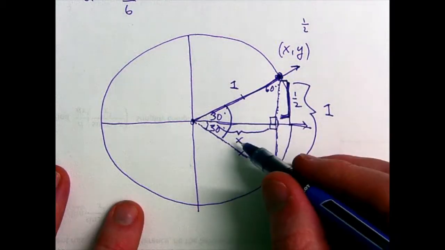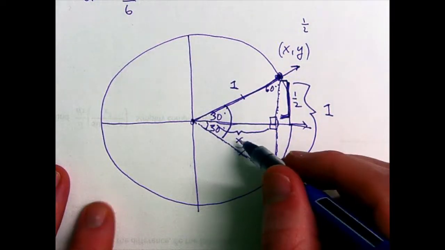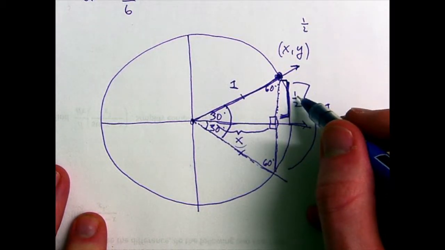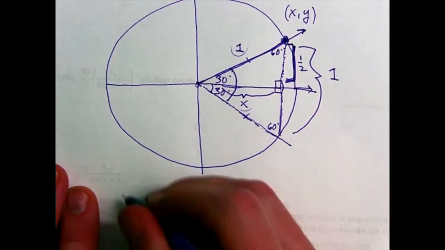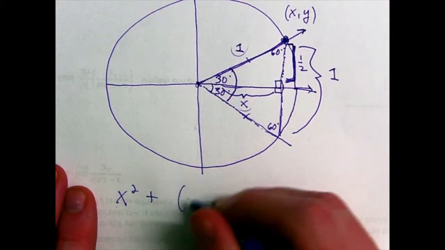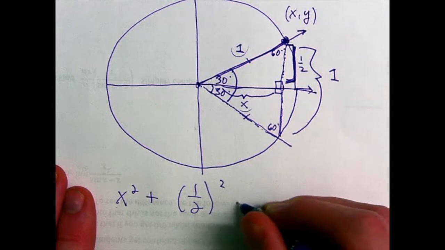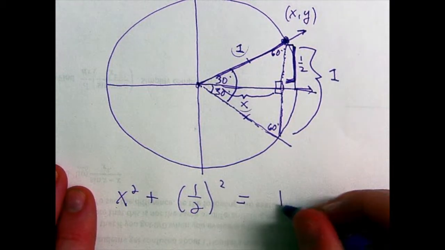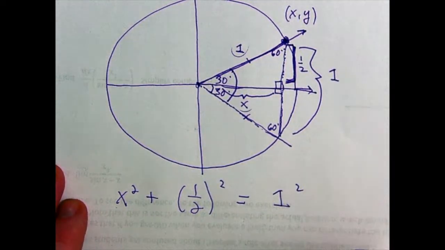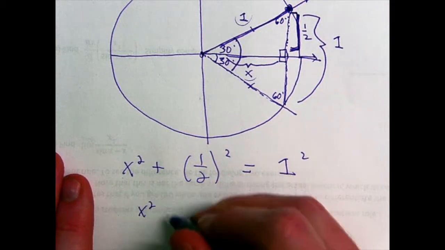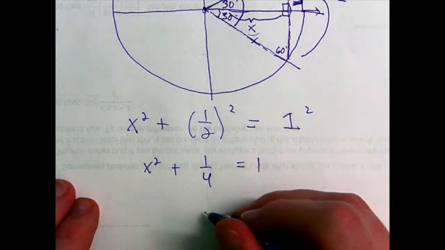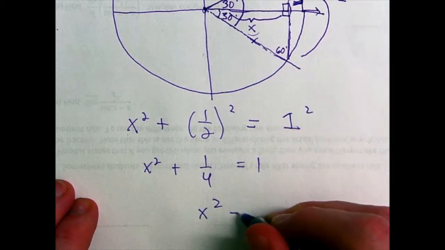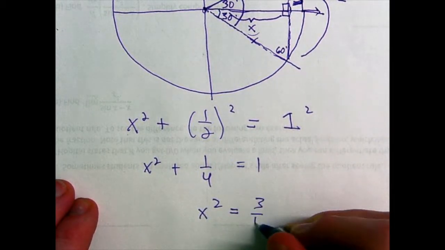It's a right triangle, so what can I say? This side squared plus this side squared has to be equal to this side squared. So in other words, x squared plus quantity 1/2 squared has to be equal to 1 squared. So this tells me that x squared plus 1/4 is equal to 1. And subtracting 1/4 yields x squared is equal to 3/4.